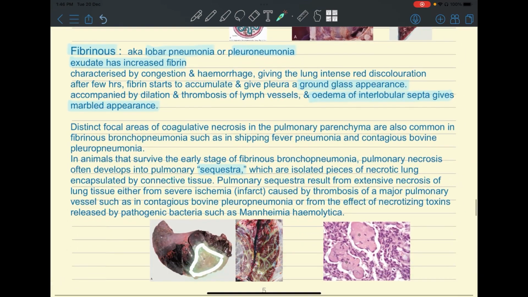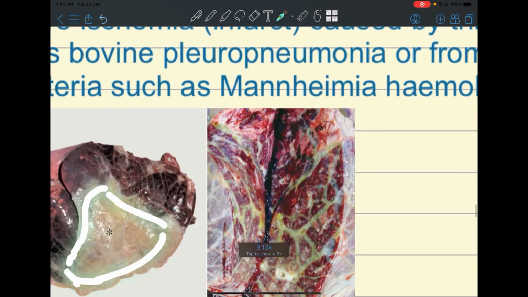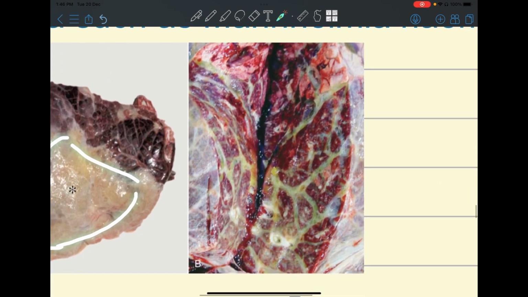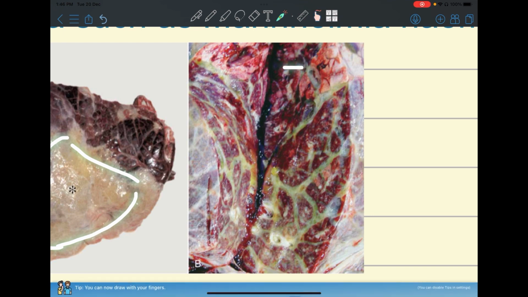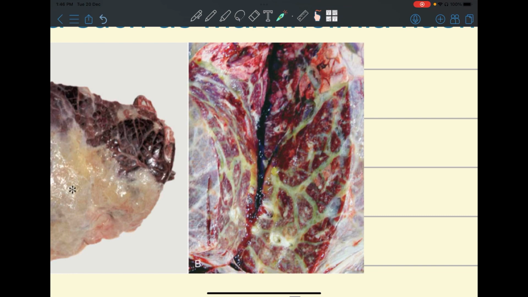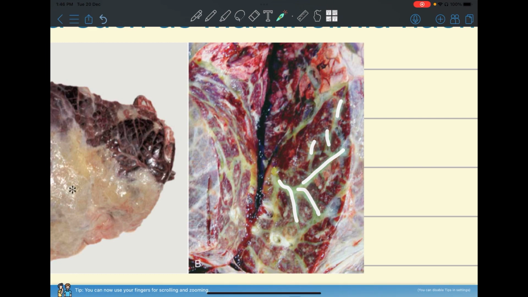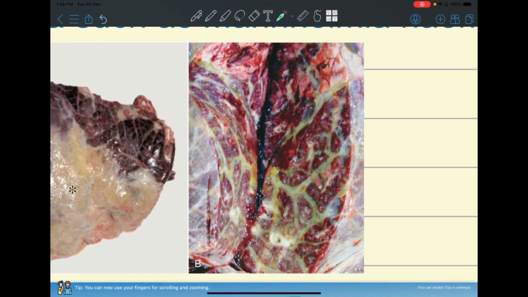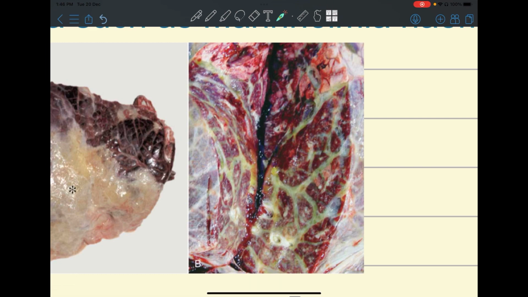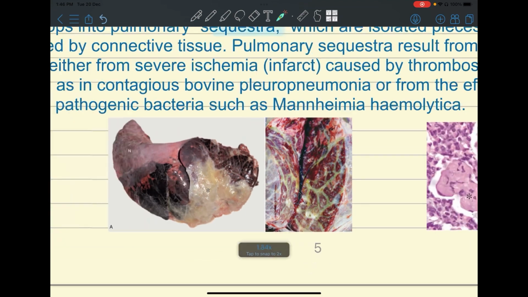Then there's edema of interlobular septa, which will give a marbled appearance to the lung. This is the picture in which you can see the marbled appearance. By the way, all these pictures are taken from the book Pathological Basis of Veterinary Diseases by James F. Zachary. These are all the septa, and it is giving a marbled look. This is very characteristic of a disease in cattle called HS, hemorrhagic septicemia.